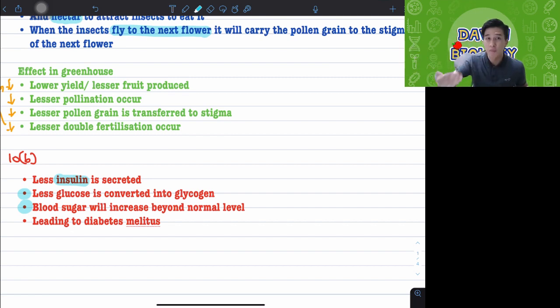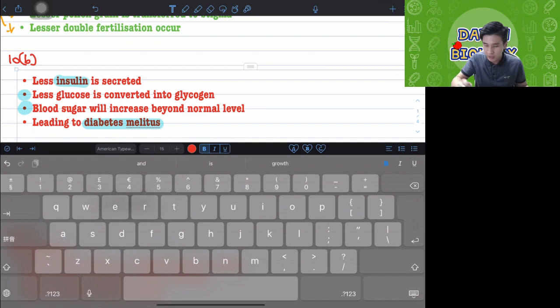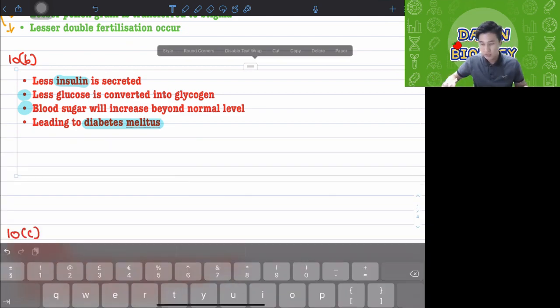Then I name the problem. So what's the problem of having too much sugar? Diabetes mellitus. Now, don't just say diabetes, must say diabetes mellitus, only that is the correct word. Yeah, mellitus. Okay.